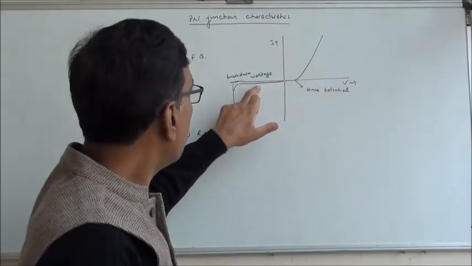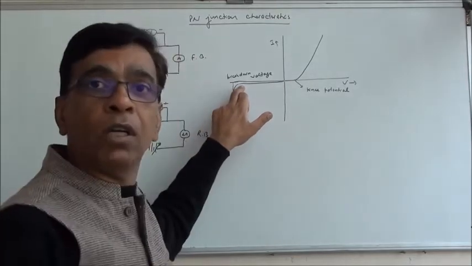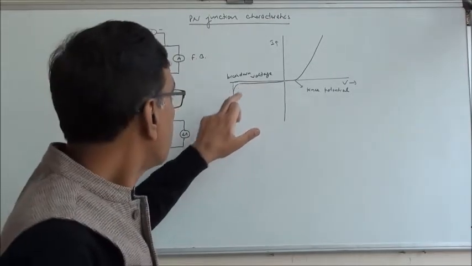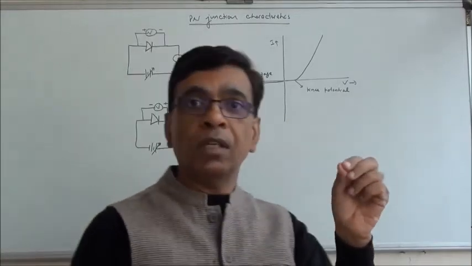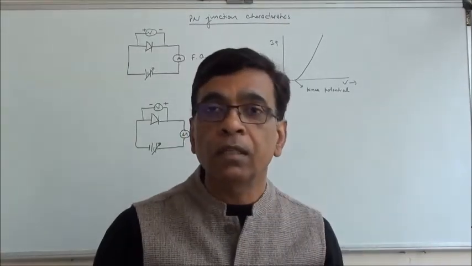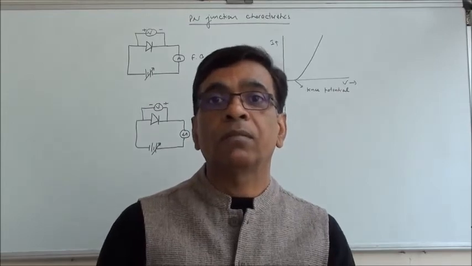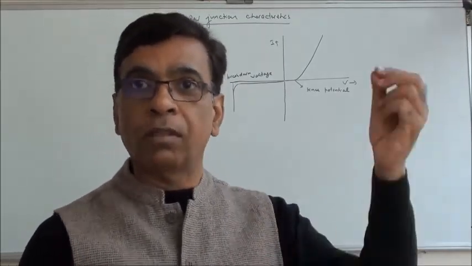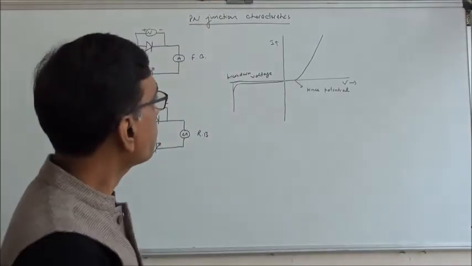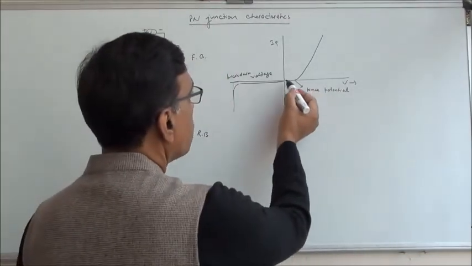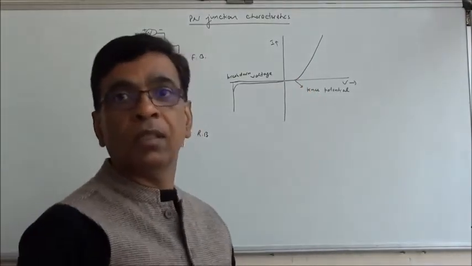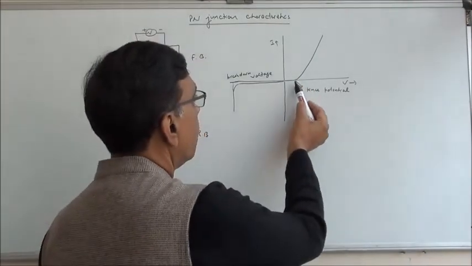For the time being, just keep in mind that in reverse bias, a very small current flows, which is the drift current, because of the electrons and holes which are created in the depletion layer as a result of electron hole pair production due to thermal energy. In forward bias, no current flows till the applied potential exceeds the potential barrier, and after that current flows.